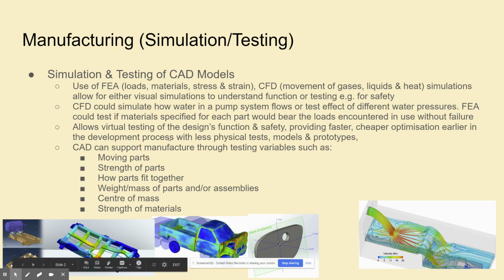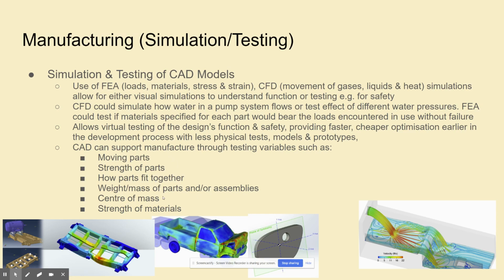Now, CAD can support manufacture through testing a whole range of things, but if you're asked about how it would support manufacture, these are the common things that we would look for in a response. So it could allow us to test moving parts, strength of parts within an assembly, how the parts will actually fit together. So we could assemble them digitally, and we could do a mechanical test where we make things move, check that they don't bash into each other as they're spinning, for example.